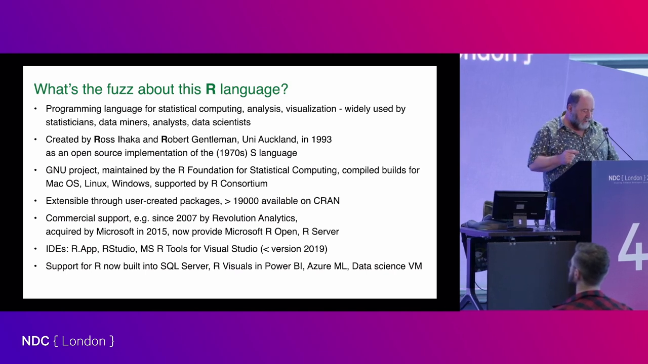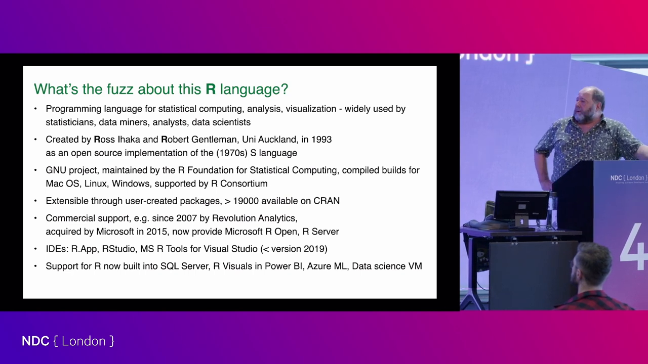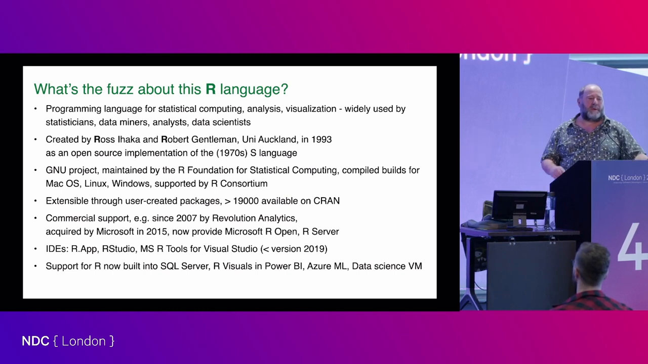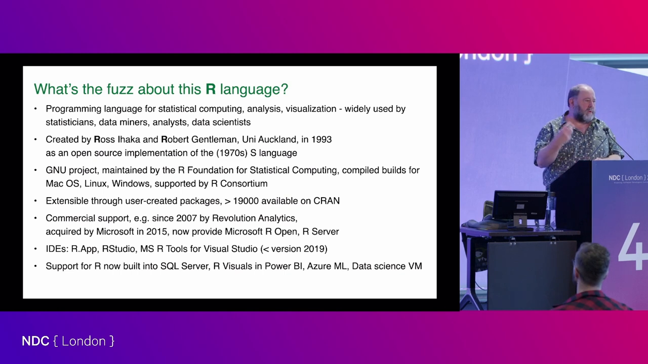What is it all about? It's already also 30 years old. It came to be because the two gentlemen, Rob and Ross, didn't like how the S language worked because that was proprietary, it was clumsy, you had to pay for it, and it was not very extensible and so on. So they made their own language for the purpose of statistical analysis and visualization and so on.